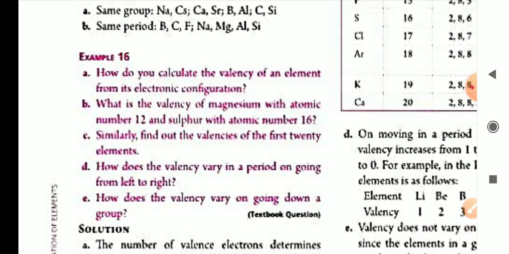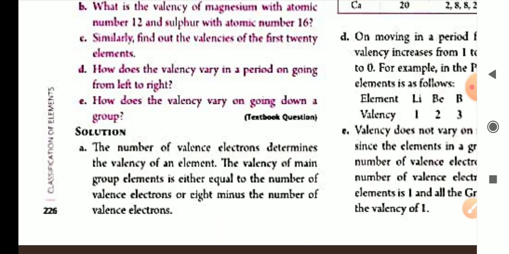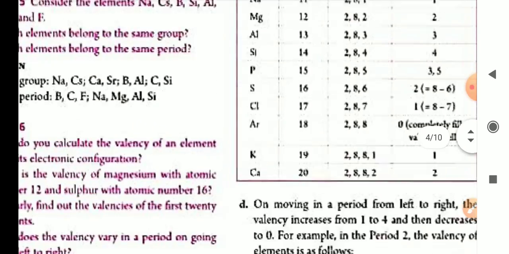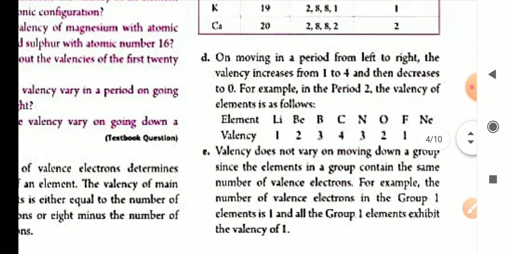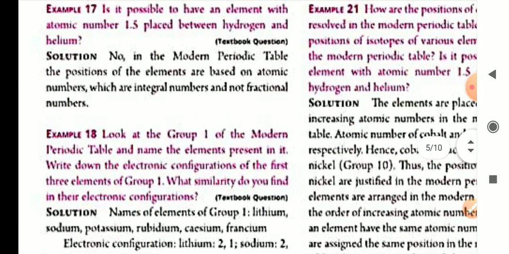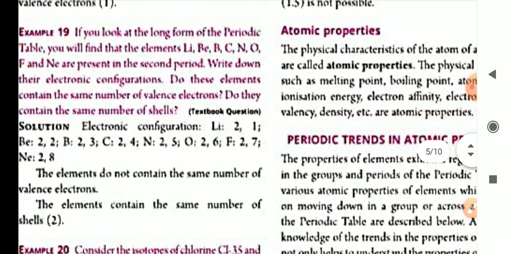How does the valency vary in a period on going from left to right? If you consider group 2, you will see 2,1 and 2,2, so valency will be increased by 1. How does the valency vary on going down a group? Valency is not going to change, it will remain the same. So it initially increases from 1 to 4, then it will decrease. So these are the exercise questions you will solve.